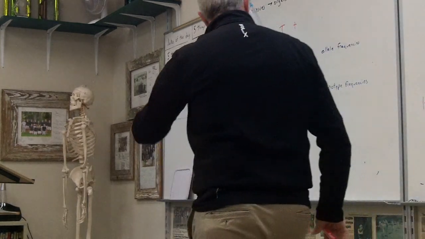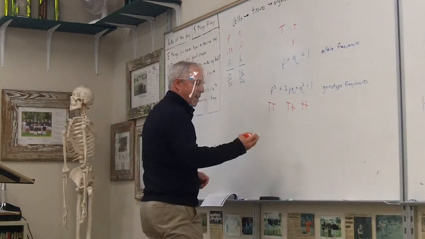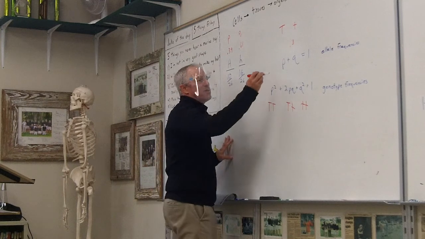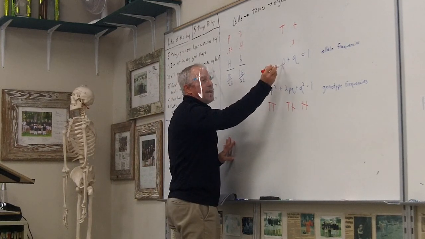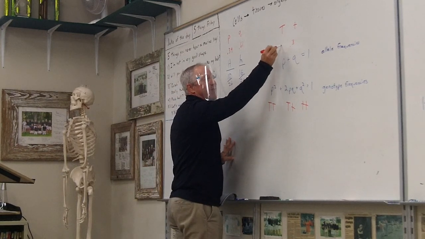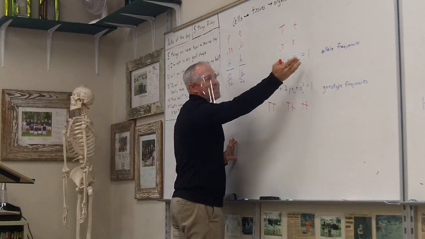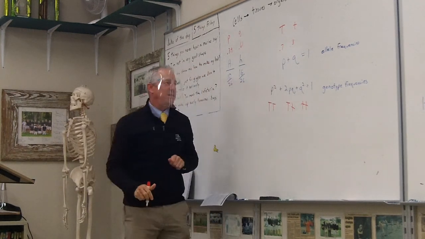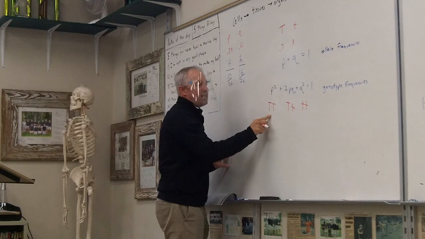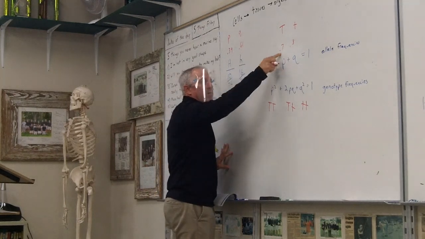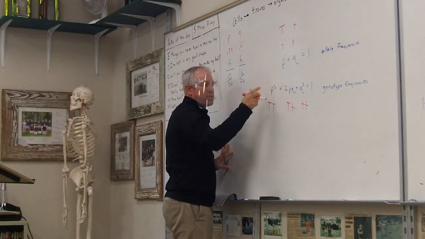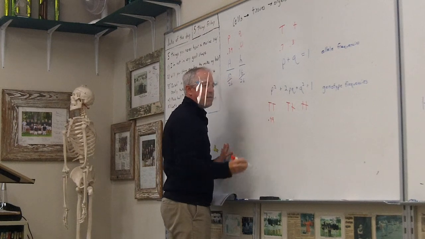Alright, let me tell y'all. You're not done yet? We gotta go faster than this. So, what is P? P is 0.7. That's the first thing you figure out, because that adds up to 1. You gotta get that first. What is big T, big T? 0.7 times 0.7, 0.7 squared, 0.49.